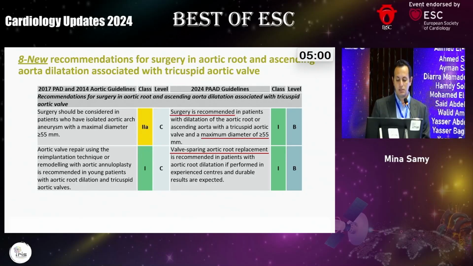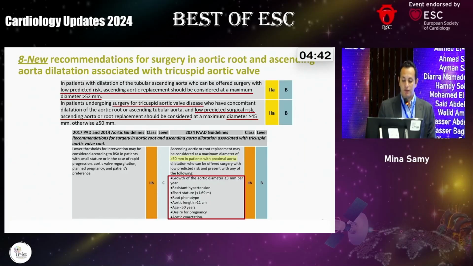Regarding the new recommendations, surgery is recommended if the maximum diameter is more than 55. In the older guidelines, it was class 2A, now it's class 1. And whenever possible, we use valve-sparing aortic root replacement. Also regarding the new recommendations, the cutoff is 55. We can go to more than 52 if the surgery is low risk for this patient. And actually, we can go from 45 to 50 if the patient is going for another aortic valve surgery.